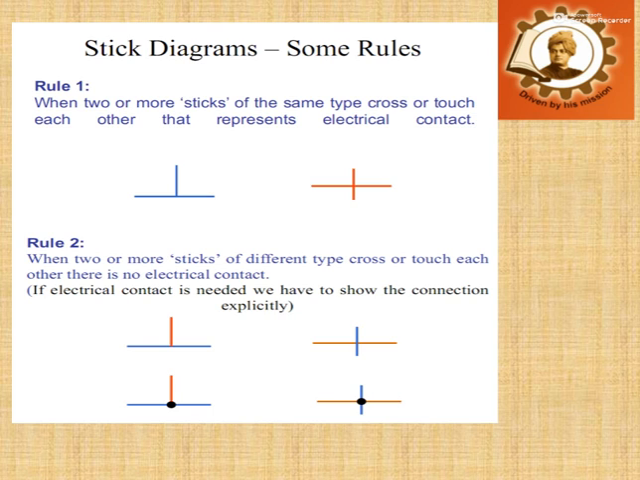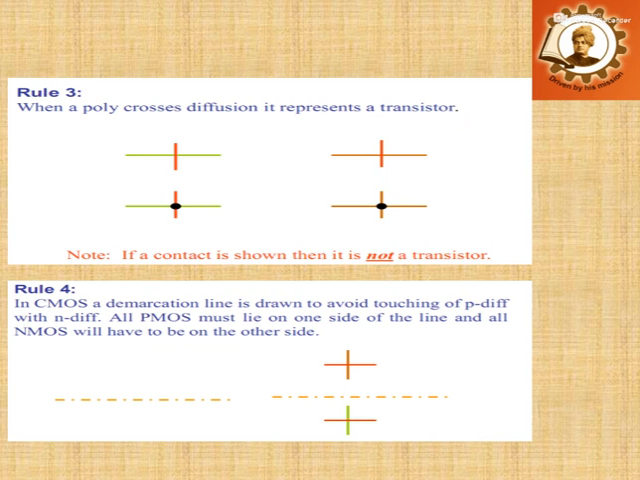Next, in a CMOS, a demarcation line is drawn to avoid touching of P diffusion with N diffusion, and all PMOS must lie on one side of the line, and all NMOS will lie on the other side.